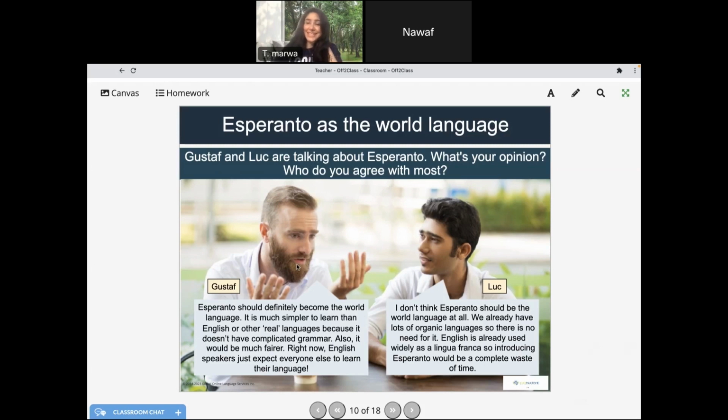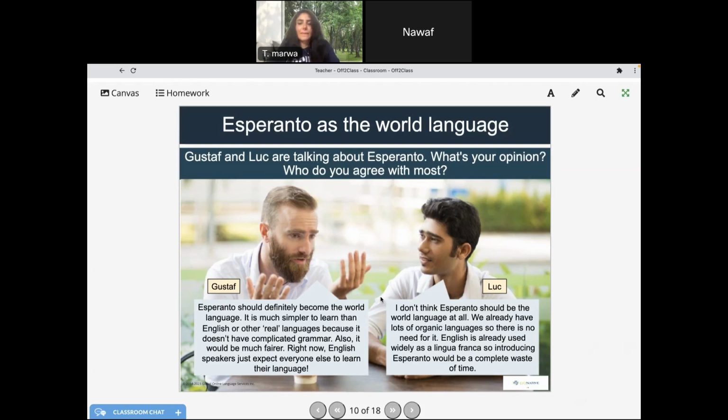Yes, isn't it unfair that everyone should learn English, but Americans or Canadians or Australians don't have to learn any other language? Like they have to learn it because they need it for work, or because their language is the universal language, so they don't have to learn any new language. So it's unfair. Right. It is.